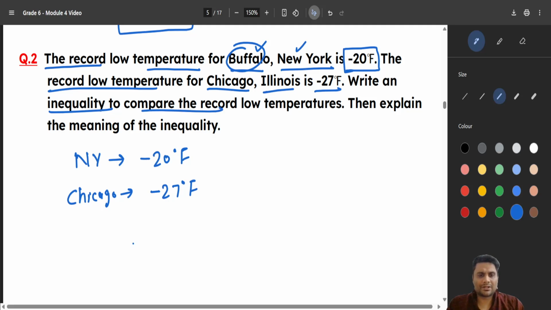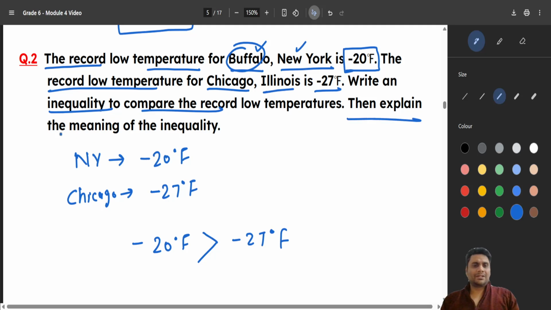Write an inequality to compare them. Okay, so we have to compare them. Write it together, -20°F and -27°F. Okay, now here which one is bigger? Definitely -20 will be bigger, right? Because I told you in negative numbers the bigger one is smaller and the smaller one is bigger. So I will put it like this. Now, what does it mean? It means that the temperature in Chicago is lesser than the temperature in New York. Meaning, which one is colder? Chicago is colder than Buffalo, New York. Okay, understood?